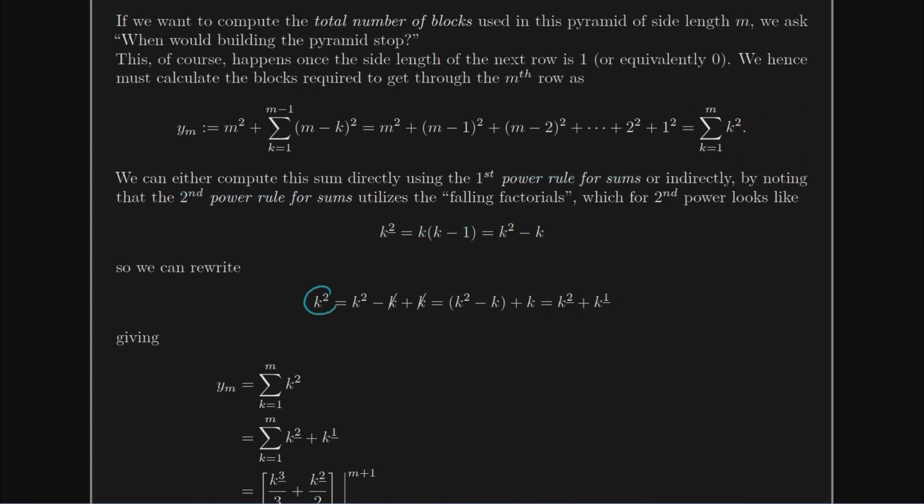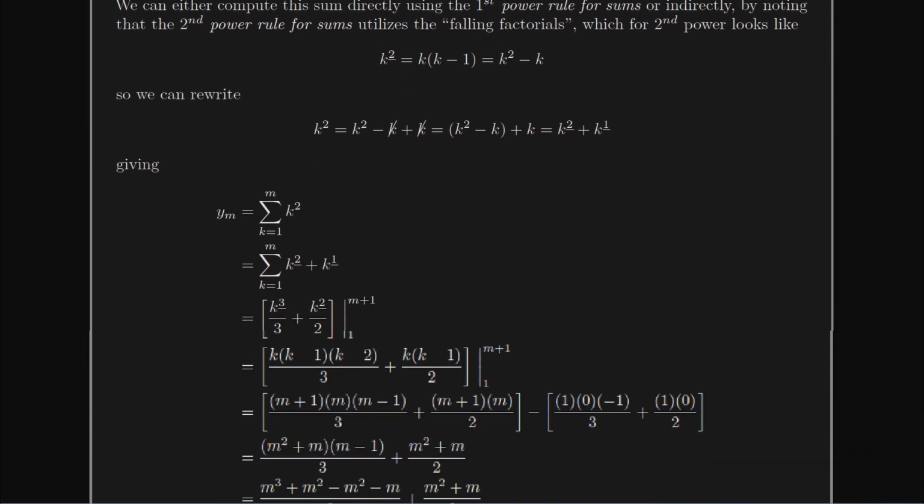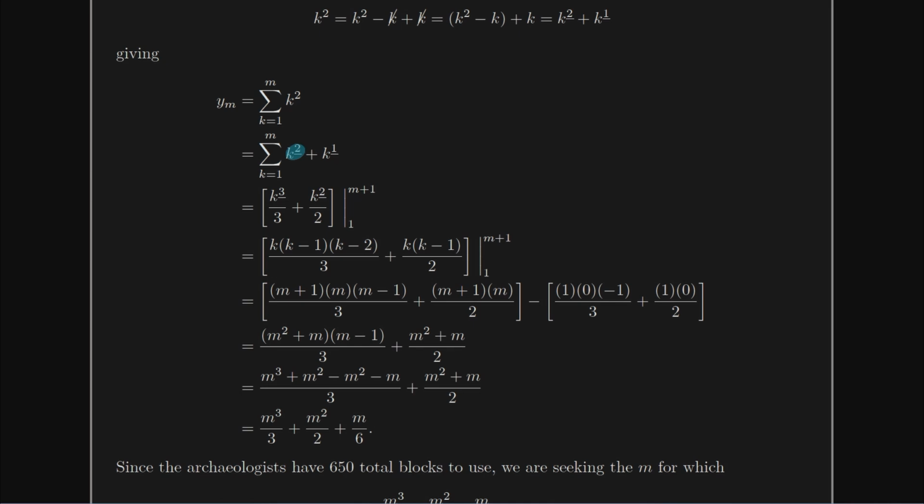And so you find out that k squared is k falling factorial 2 plus k falling factorial 1, which means I can use my second power rule for summation on the falling factorials, and that's just going to behave like an integration power rule, right? You add 1 to the power, you get falling factorial 3, you divide by the new power, 3. Add 1 to the power, you get falling factorial 2, divide by the new power, 2.